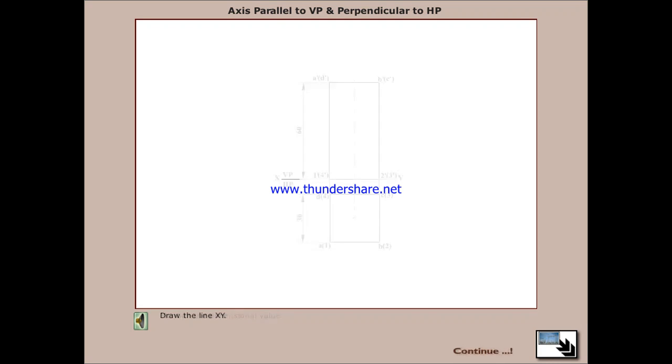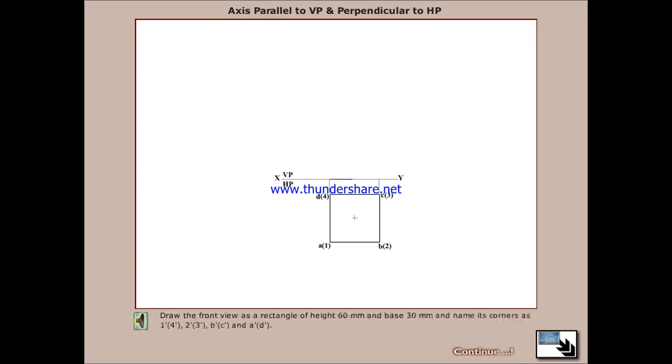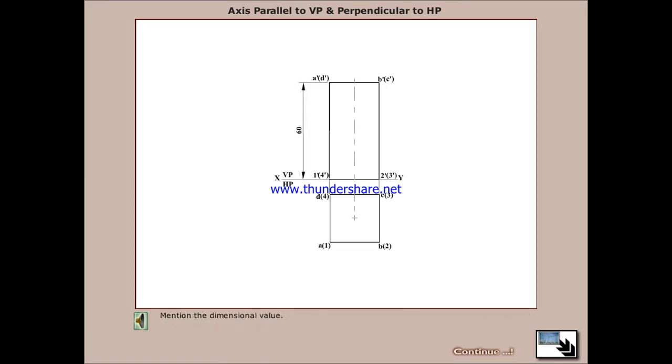Once again, draw the line XY. Draw the top view as a square of side 30 millimeters and name its corners as A1, B2, C3 and D4. Draw projectors from each corner of the top view through the line XY. Draw the front view as a rectangle of height 60 millimeters and base 30 millimeters and name its corners as 1 dash, 4 dash, 2 dash, 3 dash, B dash, C dash, A dash and D dash. Mention the dimensional values.